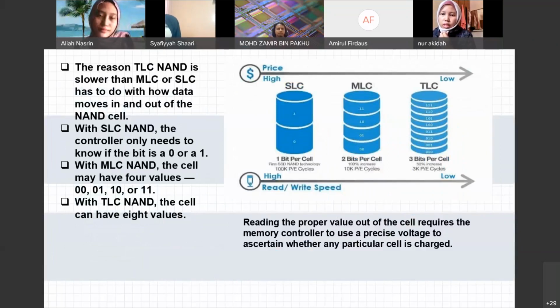The reason TLC NAND is slower than MLC or SLC has to do with how data moves in and out of the NAND cell. With SLC NAND, the controller only needs to know if the bit is a 0 or 1. With MLC NAND, the cell may have 4 values: 0,0, 0,1, 1,0, or 1,1. And with TLC NAND, the cell can have 8 values. So reading the proper value out of the cell requires the memory controller to use a precise voltage to ascertain whether any particular cell is charged.